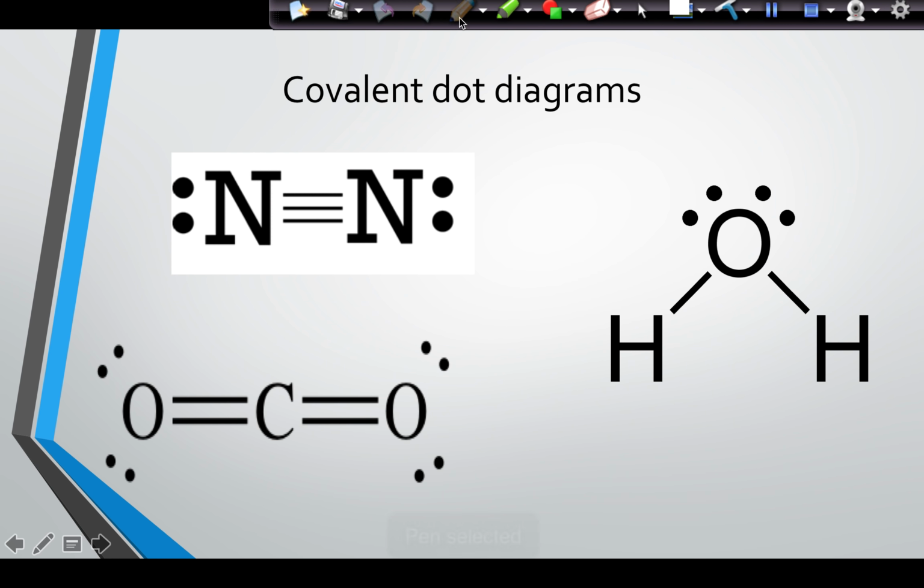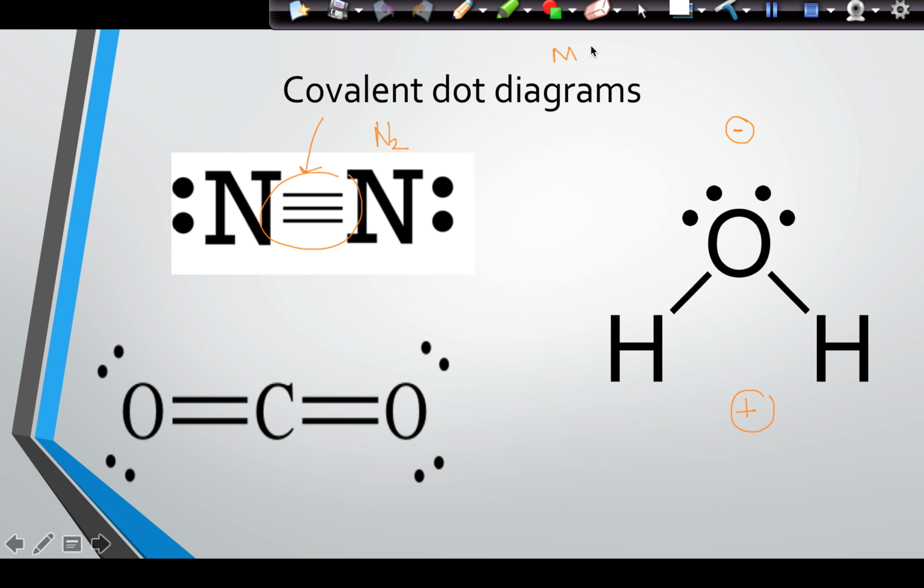Covalent dot diagrams, remember that you can either use lines in between, where each line represents two dots. Nitrogen, N2, remember, shares 3 pairs of electrons, or 6 electrons between. Carbon dioxide has 2 double bonds and a linear shape. Water has a bent shape and, remember, has a slightly negative oxygen side and a slightly positive hydrogen side.